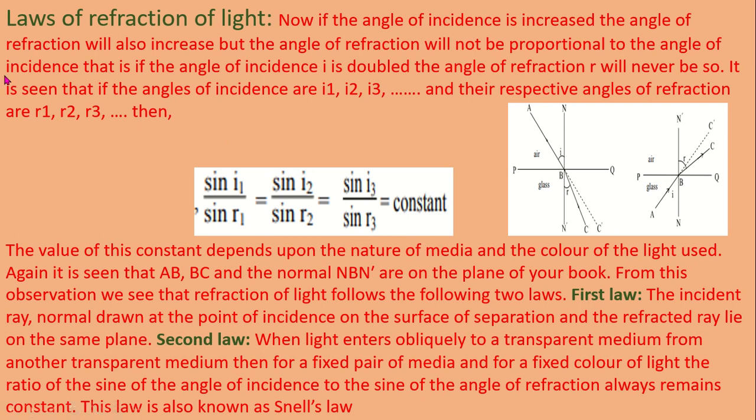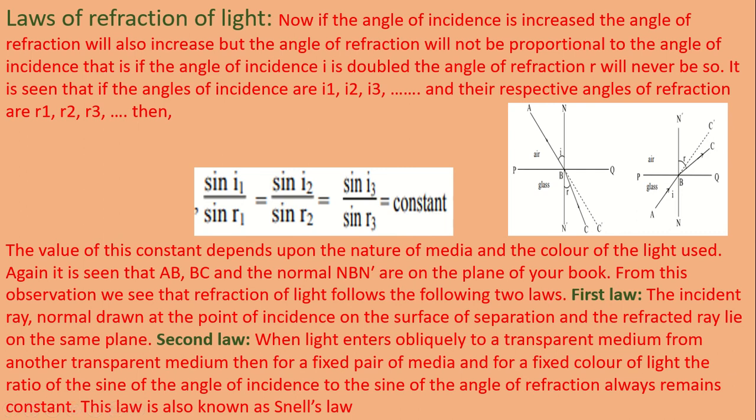It is seen that if the angles of incidence are I1, I2, I3 and their respective angles of refraction are R1, R2, R3, then sine I1 by sine R1 equals sine I2 by sine R2 equals sine I3 by sine R3 is a constant. That means the sine of the angle of incidence by the sine of the angle of refraction is a constant. So there are two laws of refraction.